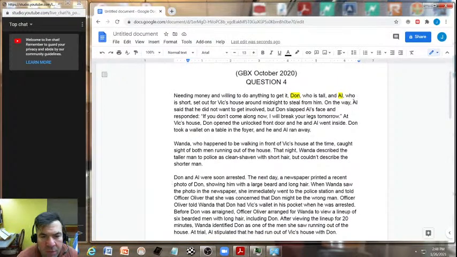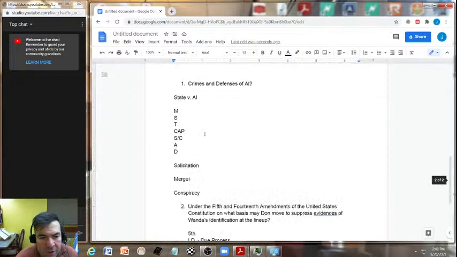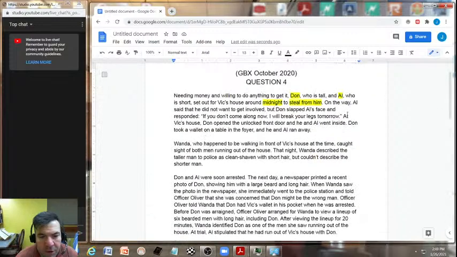Now, further coming down here. Okay, needing money and willing to do anything to get it, Don, who was tall, and Al, who was short, set out for Vic's house around midnight to steal from him. Midnight. Hang on to that fact there. Steal from him. These are going to be very important facts later on. On the way, Al said that he did not want to get involved. Okay, but Don slapped Al's face and responded, "If you don't come along now, I will break your legs tomorrow."